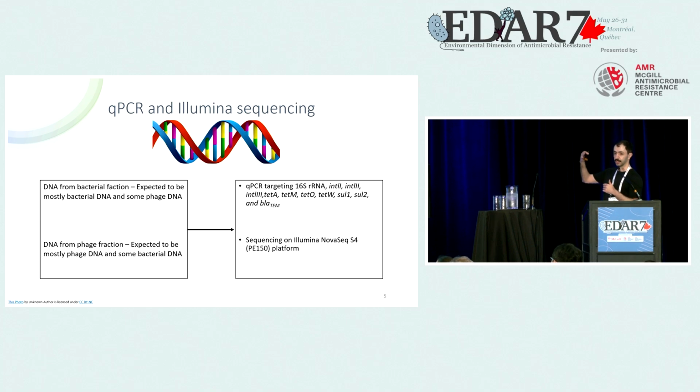I have 2 fractions here, as I said. One is the bacterial fraction on the top of the filter, and the other is in the filtrate, which is the phage fraction. I expect that most of the DNA in the bacterial fraction would be bacteria and some phage, and in the phage fraction, I was expecting mostly phage DNA and a little bit of bacterial DNA. I targeted some resistant genes there, which are reported to be carried by bacteriophages, and I also did Illumina sequencing on the NovaSeq platform.